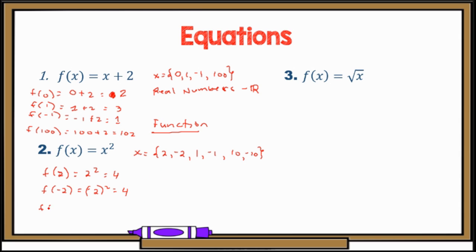Same is true for f of negative 1 and f of 1. Both of these will give you the value 1 in the range. For the case of negative 10 and 10, it will give you the value 100 in the set of outputs. So again, even though you will yield the same value in the range for inputs having the same absolute value, still it will qualify as a function because each input x will give you just one value for f of x.